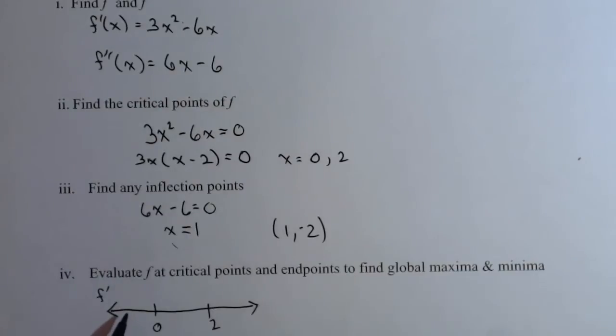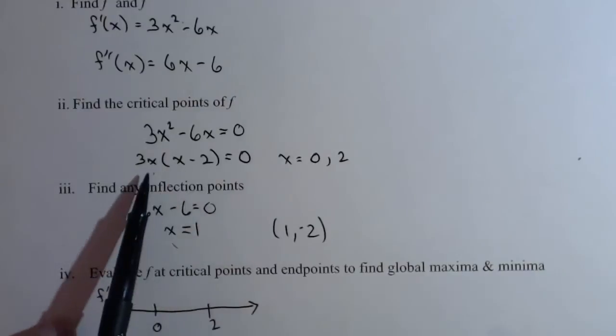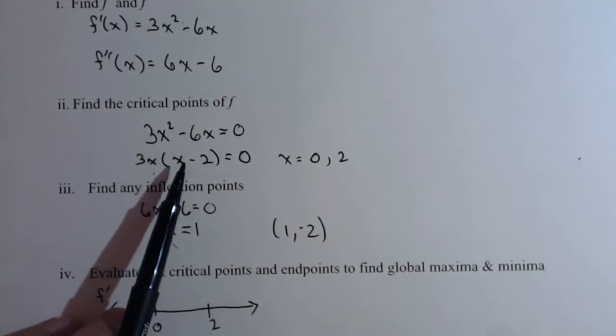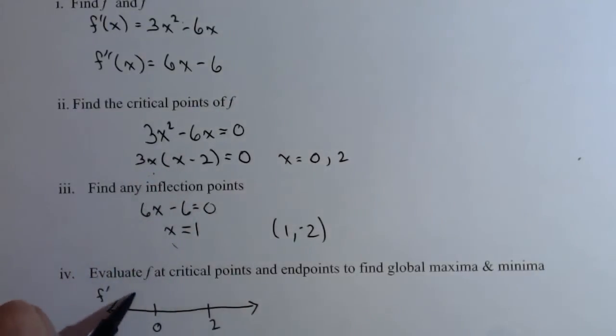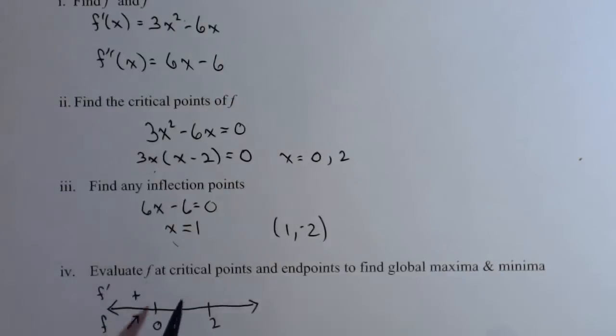So if I were to put in -1 into my first derivative, or we can look at the factored form, sometimes that's nice, I get a negative times a negative, which is a positive. That tells me my original function should be increasing. I could plug in a test point between 0 and 2, say 1, positive, negative, so that'll be negative, tells me my original function will be decreasing.